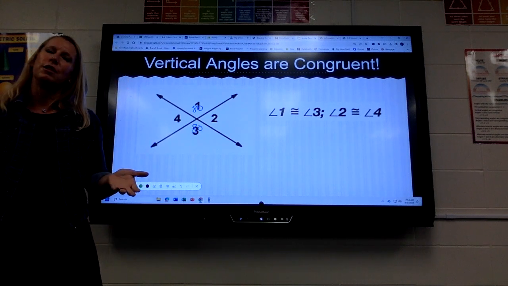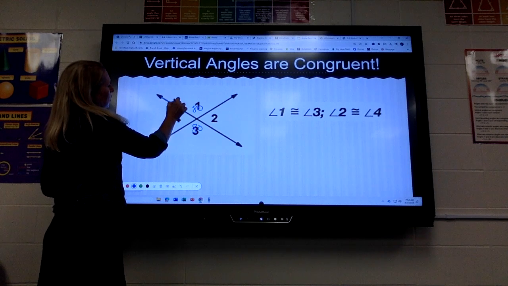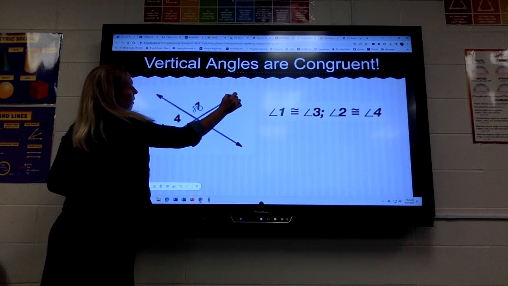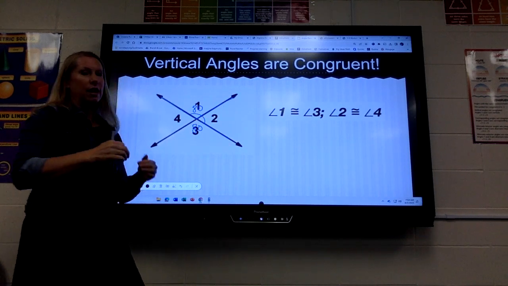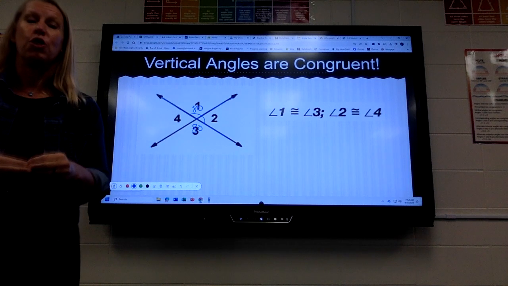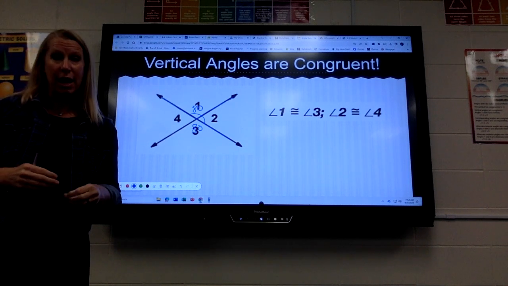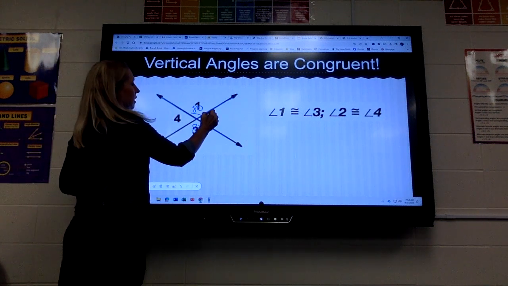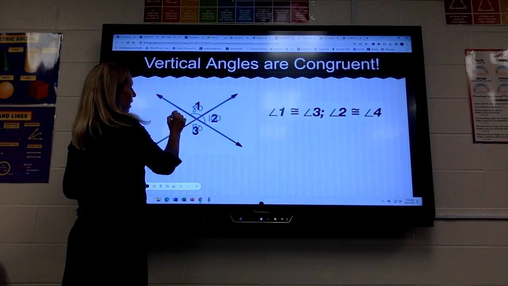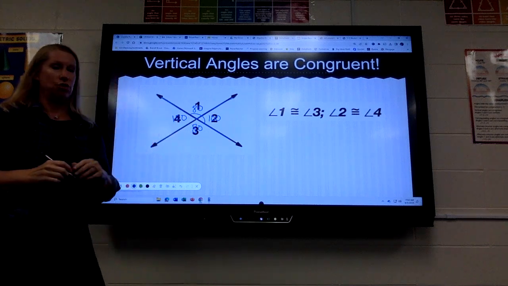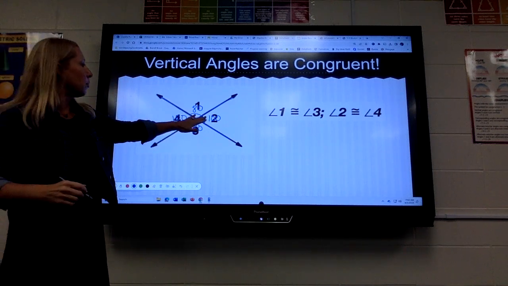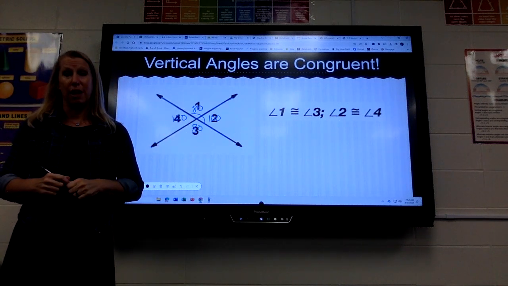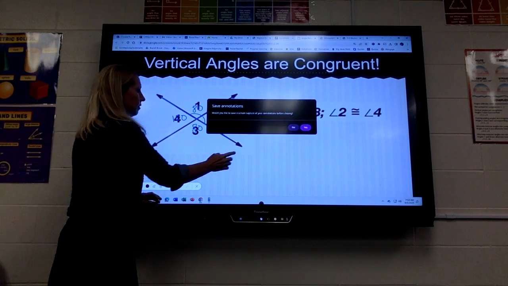Now I want you to notice something special. These two angles, 1 and 2, are right next to each other and they make a straight line. Those are called a linear pair. So they add to 180. So if you know that's 80, this would be 100, which would make that 100. So we've got some linear pairs and some vertical angles in there.